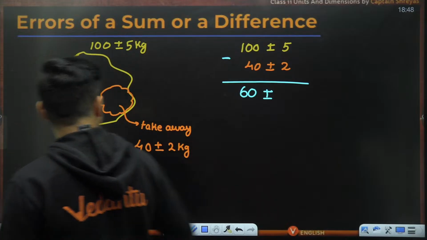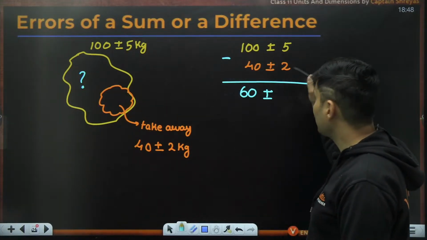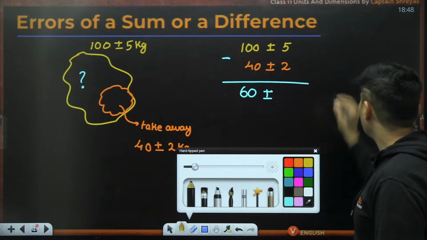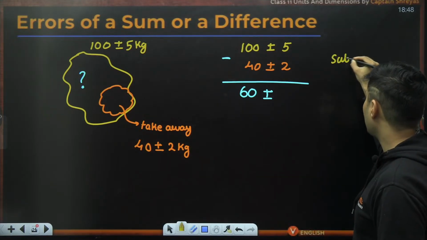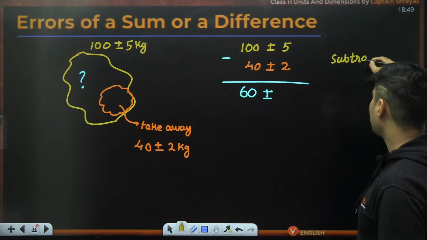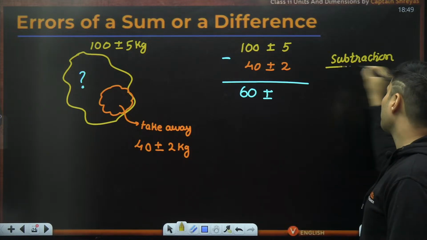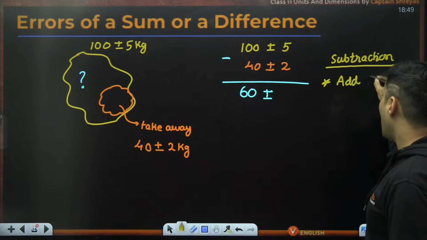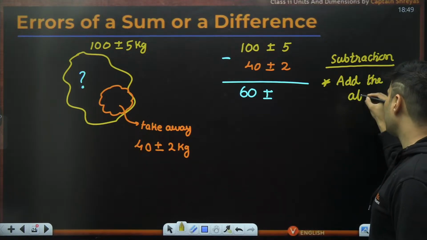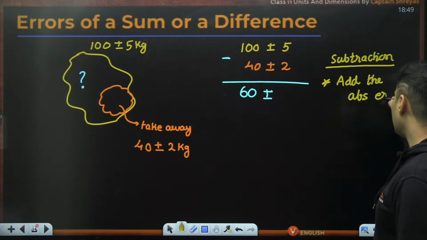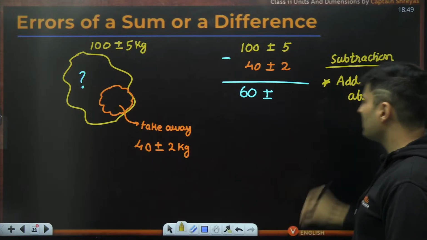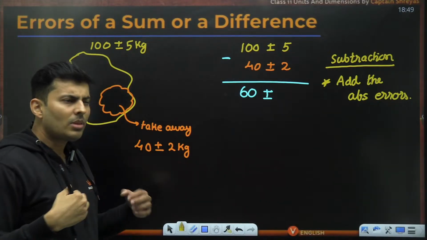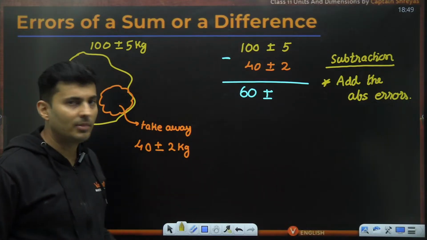Yeah. This is the crux of the problem. You should never subtract. You should always add. So very important. For subtraction, always add the absolute errors. A lot of you might be thinking, sir, why should we not subtract? Why should we add? See, think what will be the worst possible scenario.